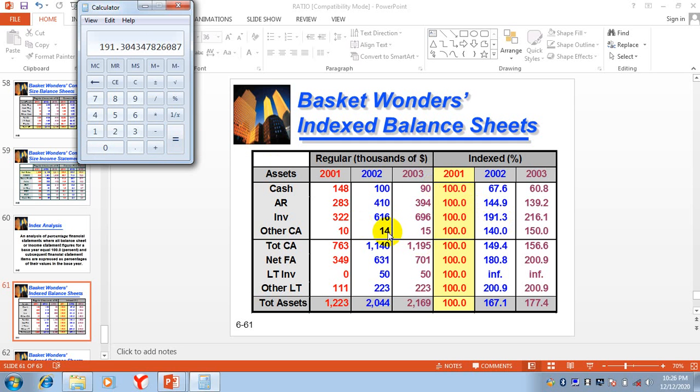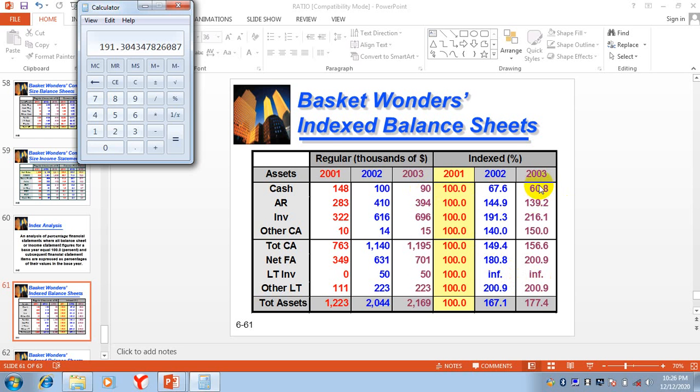Similarly, this divided by this multiplied by 100, this divided by this multiplied by 100, and this. This one is infinity, because 50 divided by 0 becomes infinite. So that's why they write INF here, infinity.